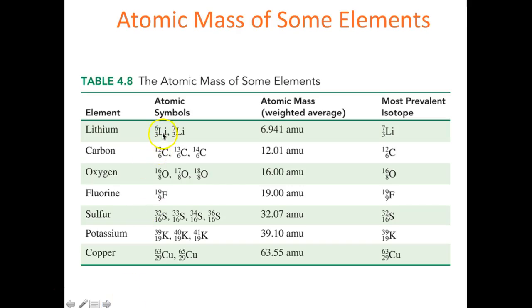So here you have the isotopes of different elements, and if you look at the weighted average, it's going to be the closest to the most abundant isotope, which in this case is lithium-7. All right, so that's the most prevalent isotope. Again, 12 for carbon matches up with the carbon-12 atom. And so on. So the weighted average masses reflect the most abundant isotope for that particular element that occurs in nature.